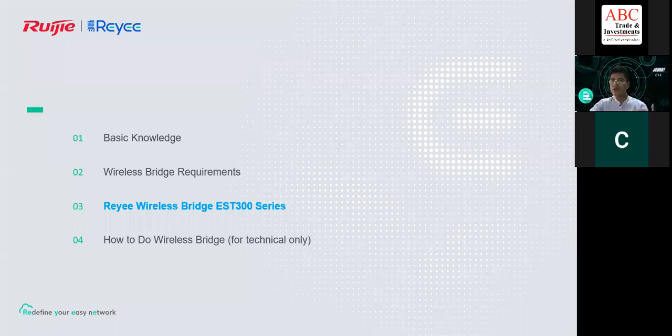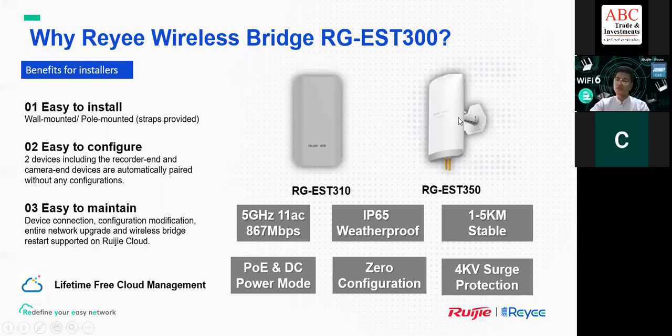Okay, I already mentioned the requirements if you do a wireless bridge. So we will continue to our EST 300 series solution. How we can solve scenarios like a CCTV solution, an elevator solution, or a network extension. Here is our recommended product. This is our RE product. We have the EST 310 and EST 350, as I mentioned before.